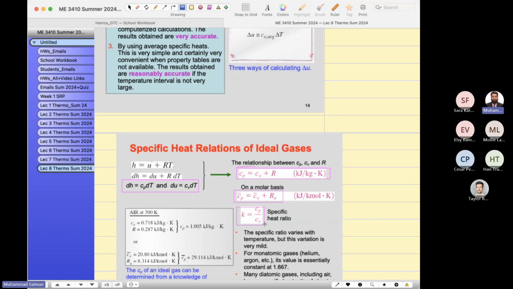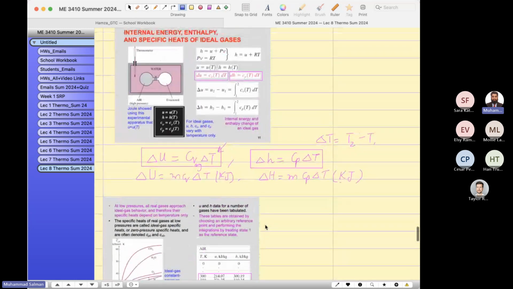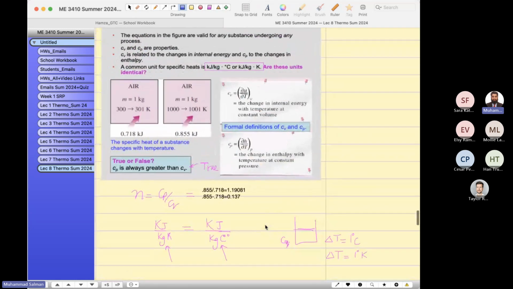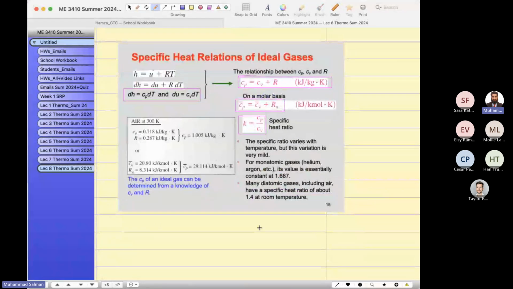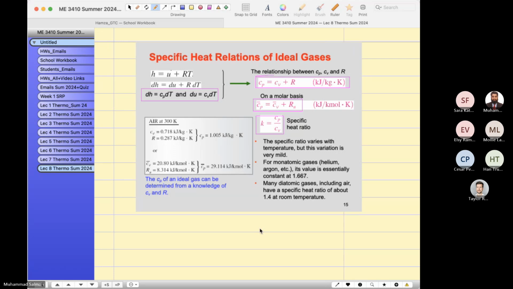I'm sorry, this is not the index, but it's a K value. It's different than the index, so I would just say this is a K value. K is the ratio of specific heats: specific heat at constant pressure divided by specific heat at constant volume. For monatomic gas, it is 1.67. For diatomic, this is 1.4. For air, it is this.